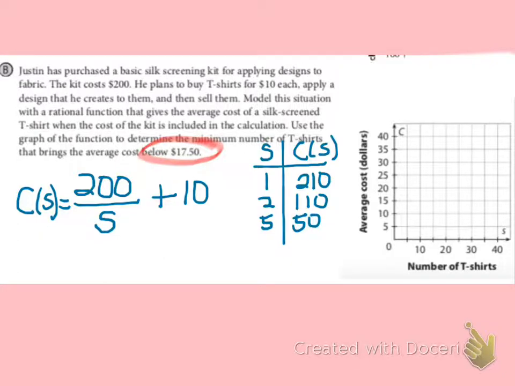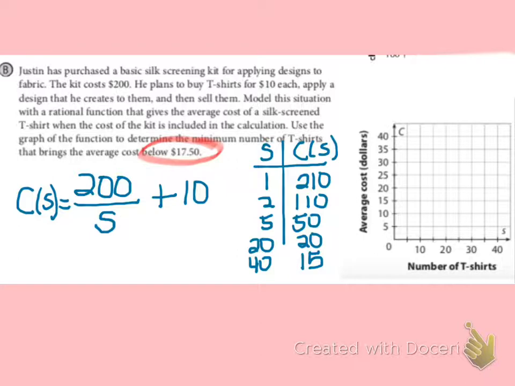So let's say we jumped up to, I don't know, 20 shirts. We already talked a little bit about that. If we did 20, 200 divided by 20 is 10, plus 10 is $20. Each shirt would cost $20. Say we did, it's another good number, I'm looking at my calculator for some good numbers, at 40, 200 divided by 40 would be 5, plus 10 is 15. And now we've dropped below that 17.50, which is what we're trying to find out.